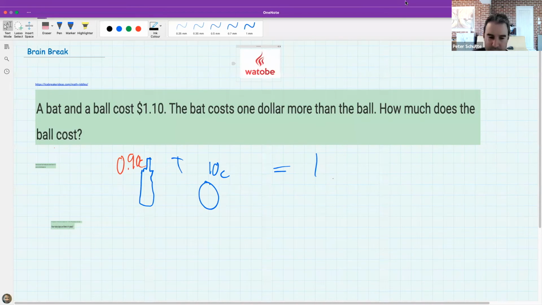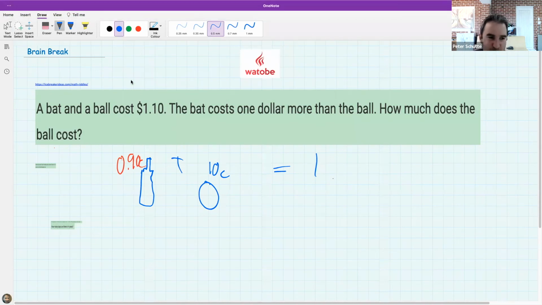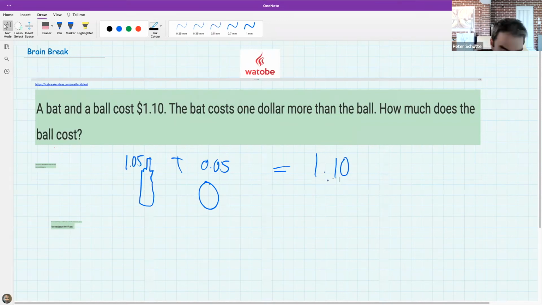I think the ball costs 5 cents, sir. I do too. How did you get that? Because if the ball costs 5 cents and the bat costs 1 rand 5 cents, then that will give you 1 rand 10 cents. It's so true. This is one of these brain bending things. It's like your brain just really wants 10 cents and $1.10, and yet when you think about it logically, the ball has to cost 5 cents.